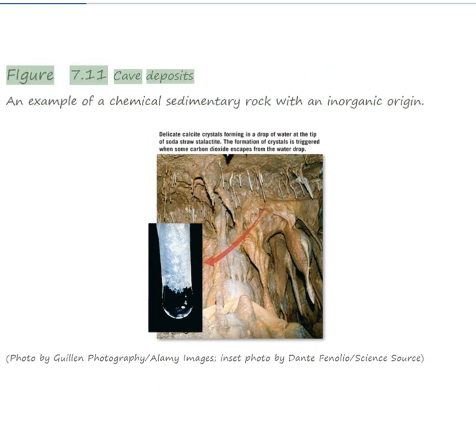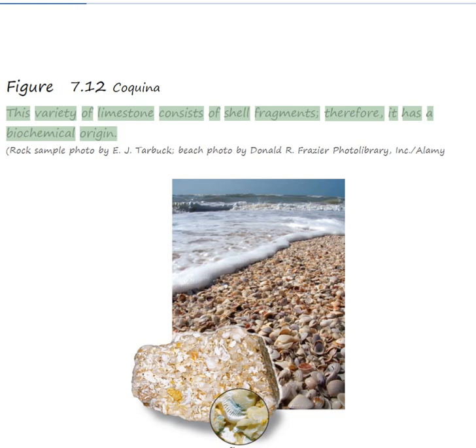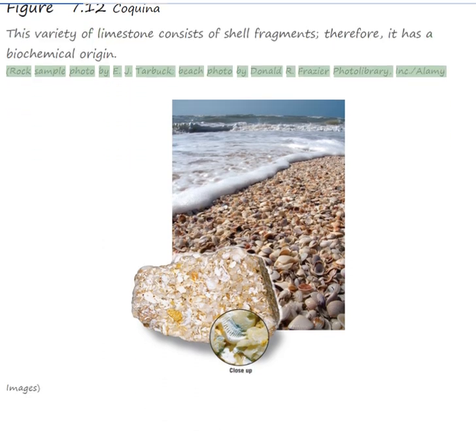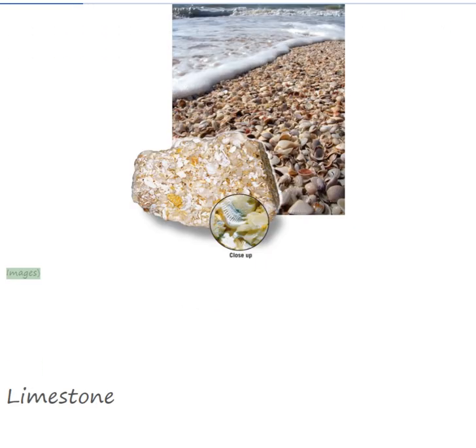Figure 7.11 Cave deposits. An example of a chemical sedimentary rock with an inorganic origin. Figure 7.12 Coquina. This variety of limestone consists of shell fragments, therefore, it has a biochemical origin.